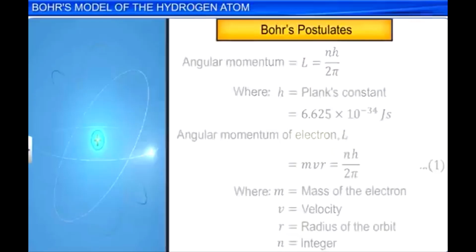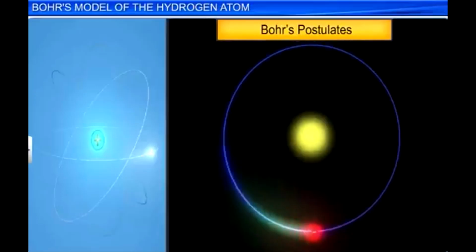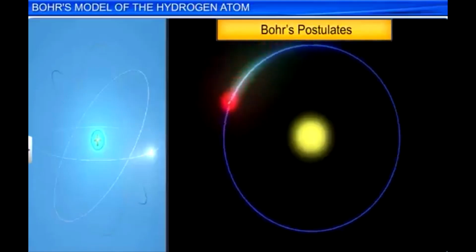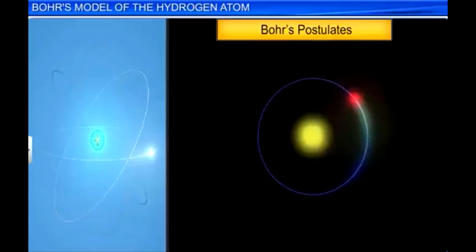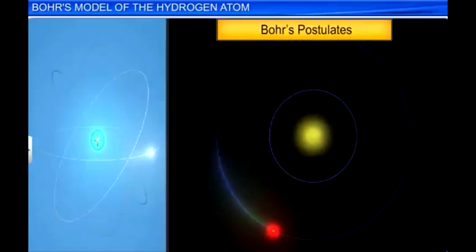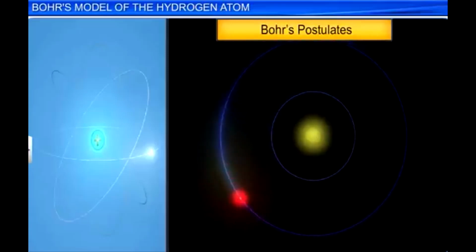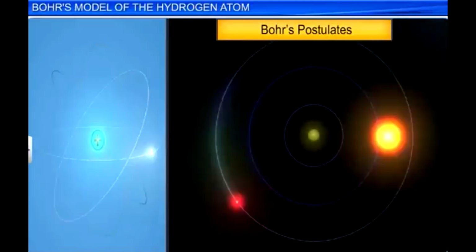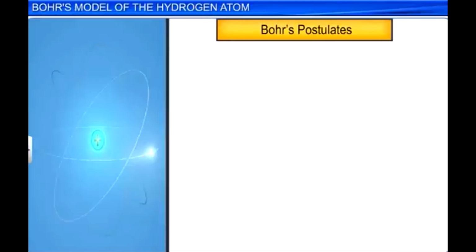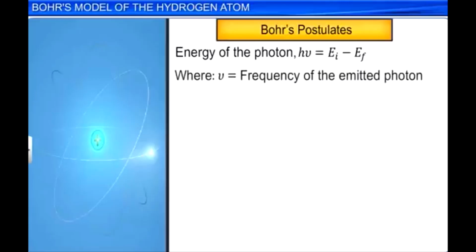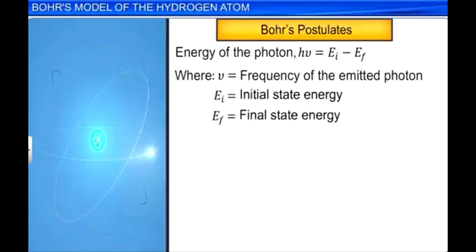According to Bohr's third postulate, an electron might make a transition from one specific non-radiating orbit to another of lower energy. When it does so, a photon is emitted having energy equal to the energy difference between the initial and final states. Then, the frequency nu of the emitted photon is given by the relation h nu is equal to EI minus EF. Here, EI is the initial state energy and EF is the final state energy of the electron. Let this be equation 2.